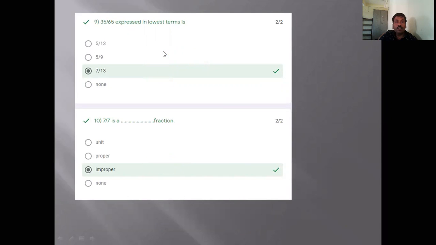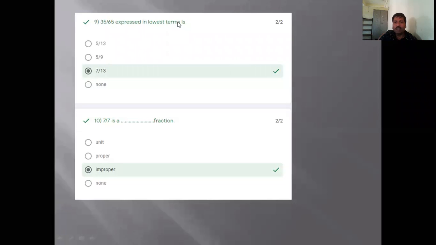How can we express 35 by 65 in the lowest terms? 7 by 13. This is the answer, but how can we find this answer? To find this answer, we will find the HCF of 35 and 65. How can we find it?